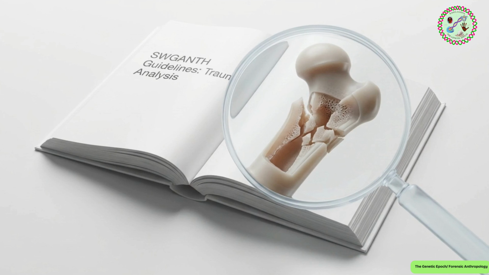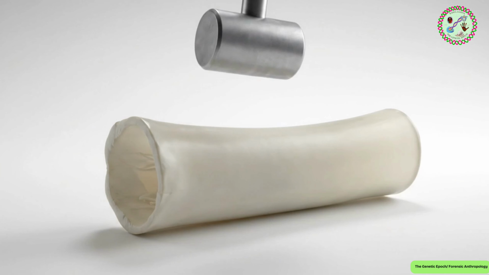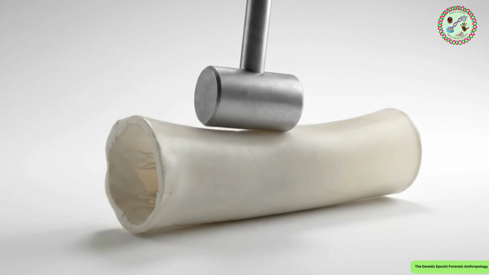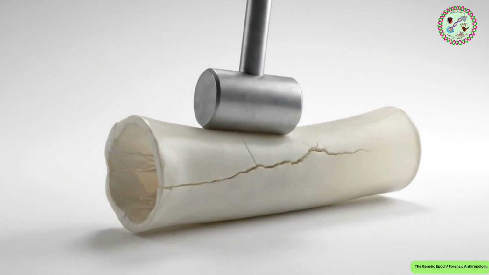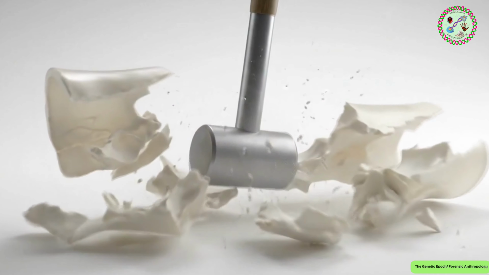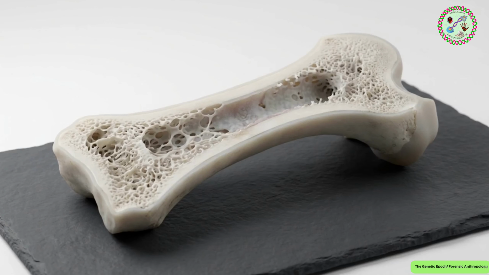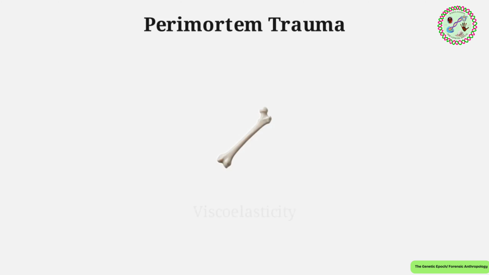The SWGANT standard dictates that perimortem trauma, injury occurring at or around the time of death, is defined strictly by the biomechanical fracture characteristics of fresh bone. This relies on a fundamental shift in material properties. Living bone exists in a viscoelastic state, allowing it to bend before breaking. Dry, aged bone is highly brittle and stiff. The definitive marker of perimortem trauma is the presence of plastic deformation without any osteogenic reaction or healing.